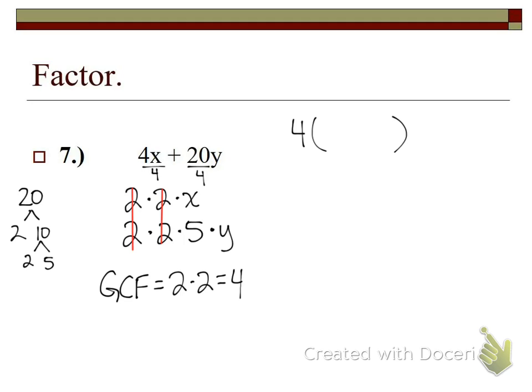So if we take 4x divided by 4, what's left over? 1x, or just x, plus 5y. That's the answer. GCF on the outside, leftovers after we divide on the inside. Do we need more time with 7, or are we ready to try 8? Ready for 8?